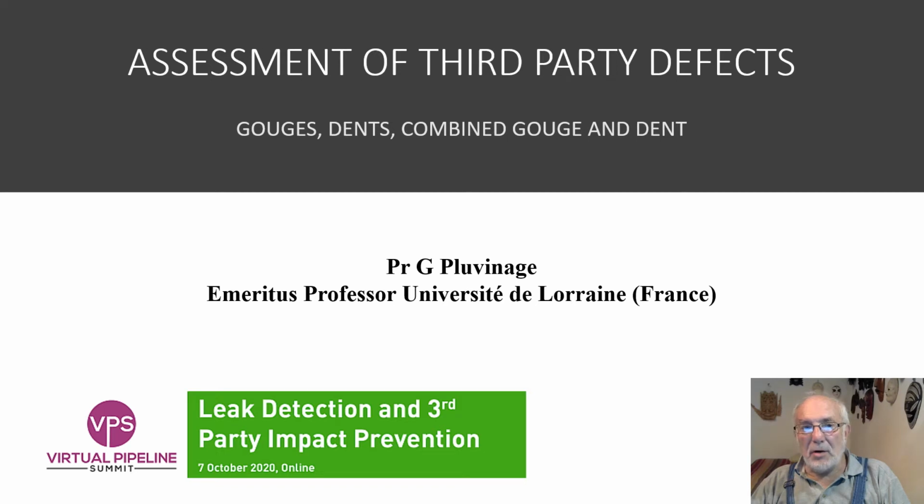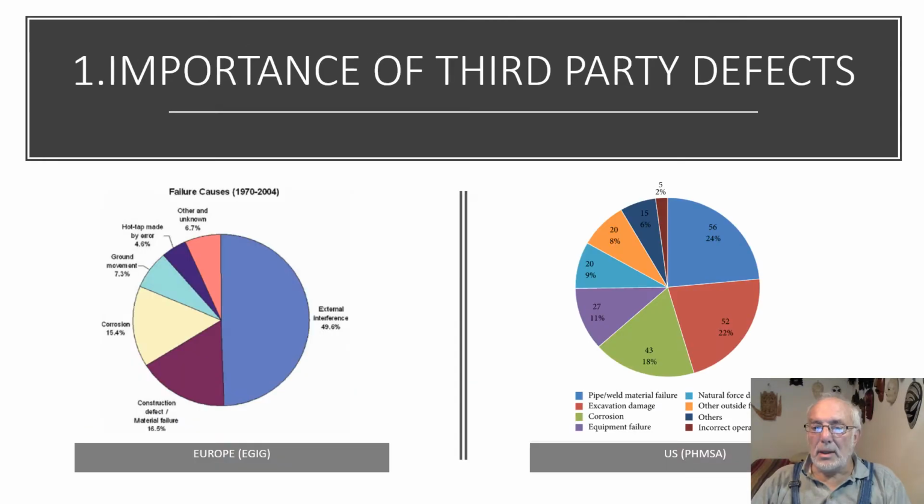The title of this presentation is Assessment of Third-Party Defects, such as GOUGE, DENT, or combined GOUGE and DENT. Third-party defects are coming from external interference or excavation damage. The importance of this third-party defect depends on the country.